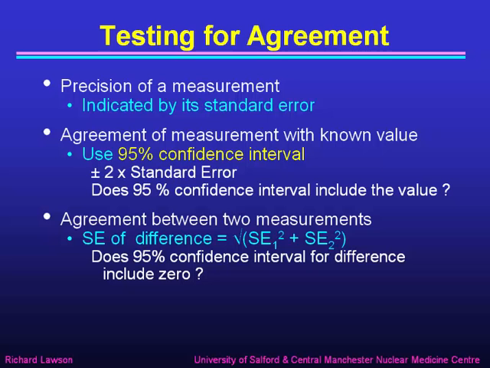If we're looking for agreement between two measurements, then we can calculate the standard error of that difference by squaring the standard error of the first measurement, adding that to the square of the standard error of the second measurement, and taking the square root to get the standard error of the difference. And then we use that to calculate the 95% confidence interval of the difference to see whether that includes zero difference.